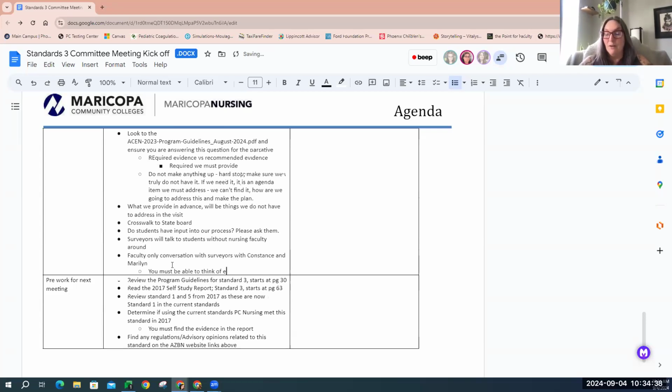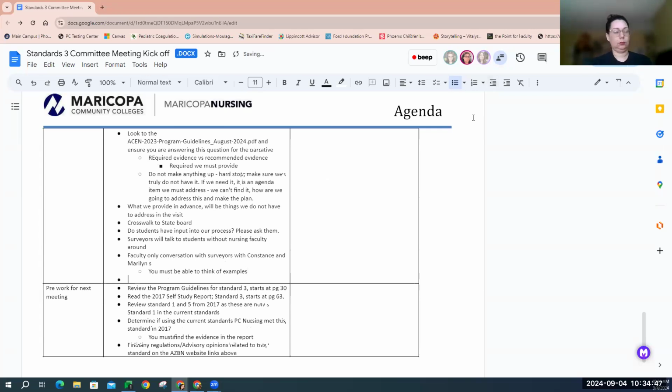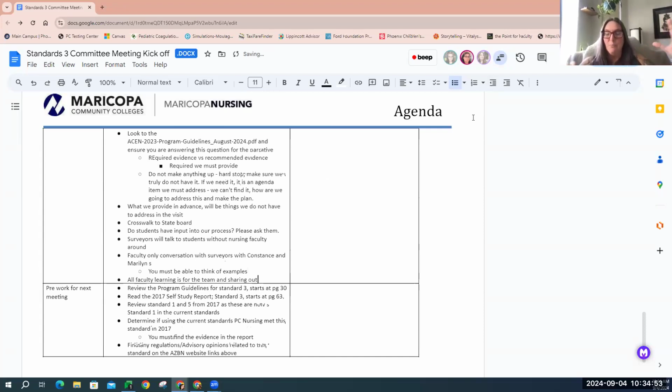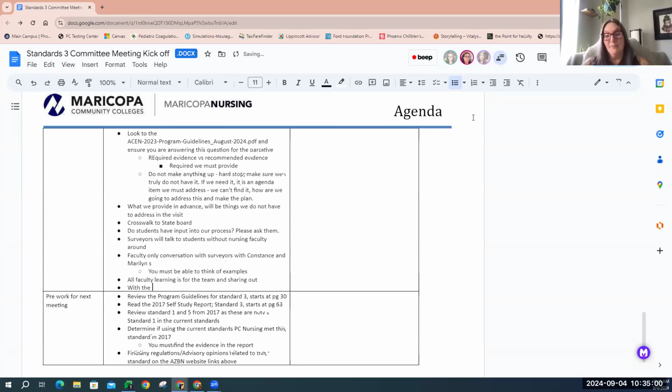So they're going to ask you about outcomes. So this isn't like you only get to learn for your little piece. What you're doing is you're learning for the team, sharing the information out. And then I'm going to pull all the narratives that are created by standard, pull them into one document and create one voice, and then push it back out so everyone knows exactly what we're submitting.